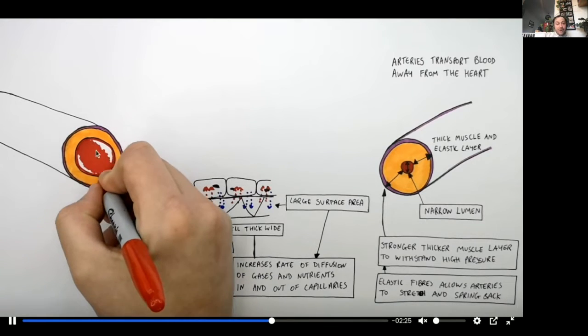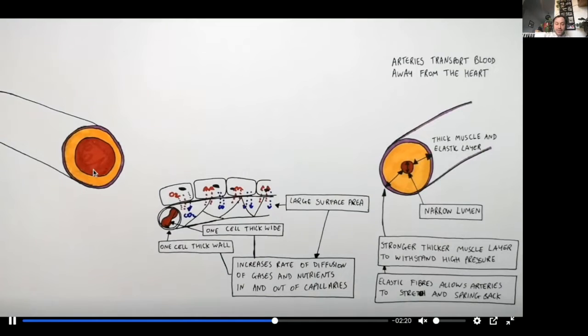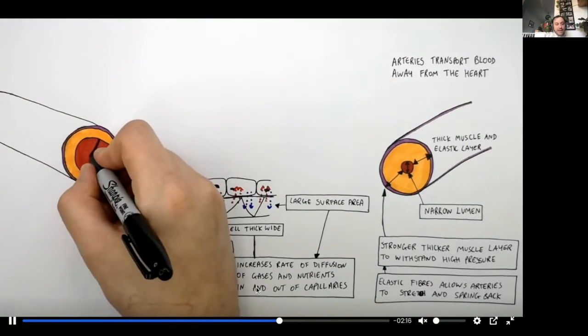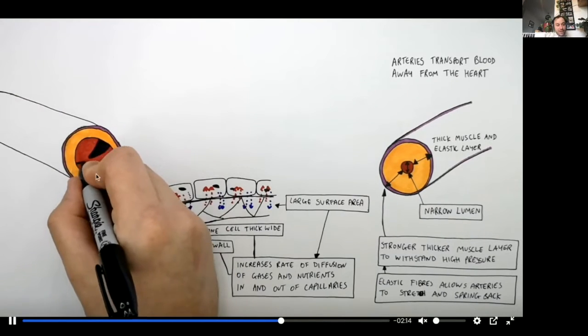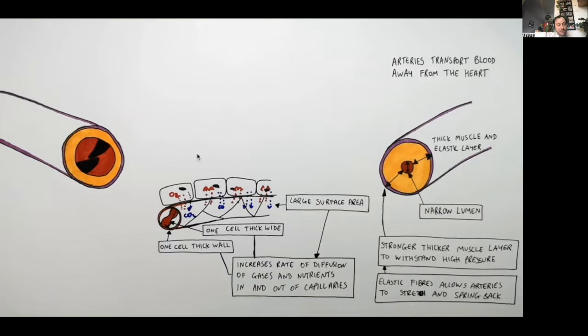Arteries have a narrow lumen. Veins have a wide lumen. If you remember one, you remember the other. Veins have a wide lumen. They've got a thin muscle layer and they've got valves. So as you can see here, they've got valves. So let's now go through the veins.